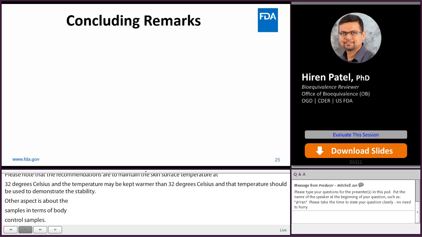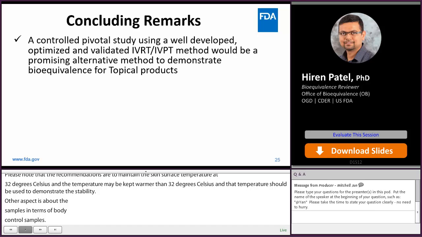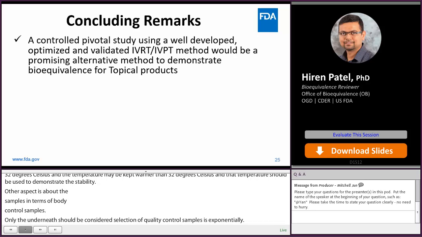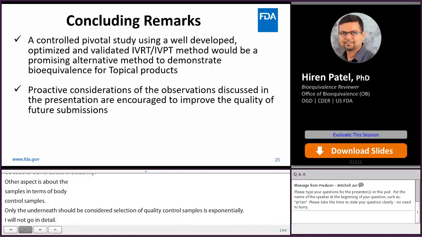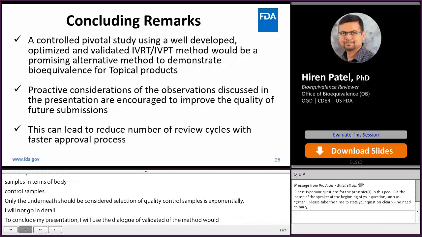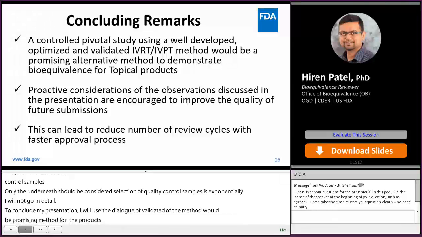To conclude my presentation, I would say a controlled pivotal study using a well-developed, optimized and validated IVRT or IVPT method would be a promising alternative method to demonstrate bioequivalence for topical products. Proactive consideration of the observations discussed in the presentation is encouraged to improve the quality of future submissions. This can lead to reduction in number of review cycles with faster approval process.